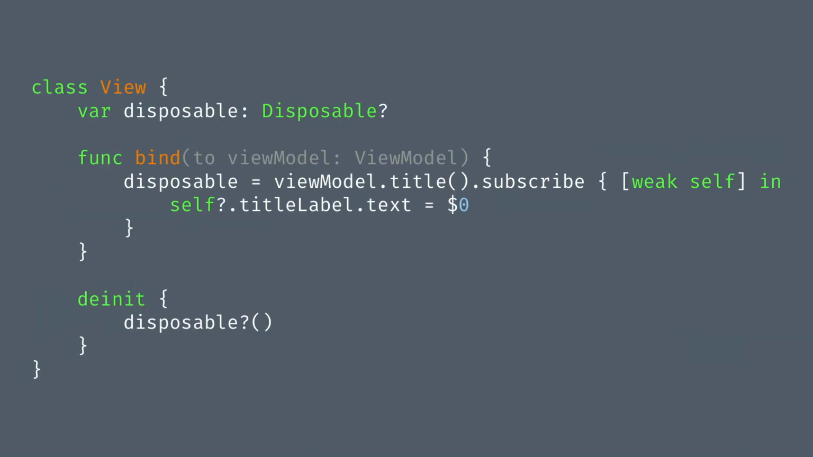In practice, we'll usually do something like this, where we have our view, and in our bind method, we bind our view model, we bind our title to a title label, but we don't want to keep updating the title label after our view is gone, so whenever we deinit, we call dispose, and the view model will stop updating the title. It's still very important to make sure that you only have weak references inside the observer, because otherwise the view will never get deallocated, and then your deinit will never get called. Retain cycle.